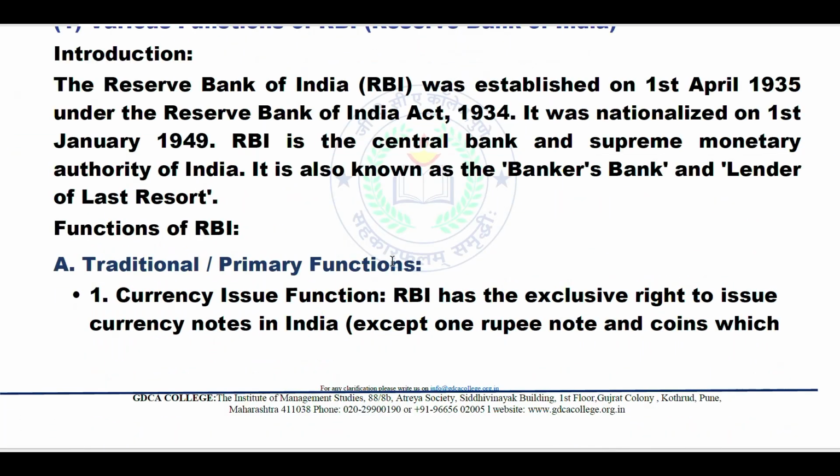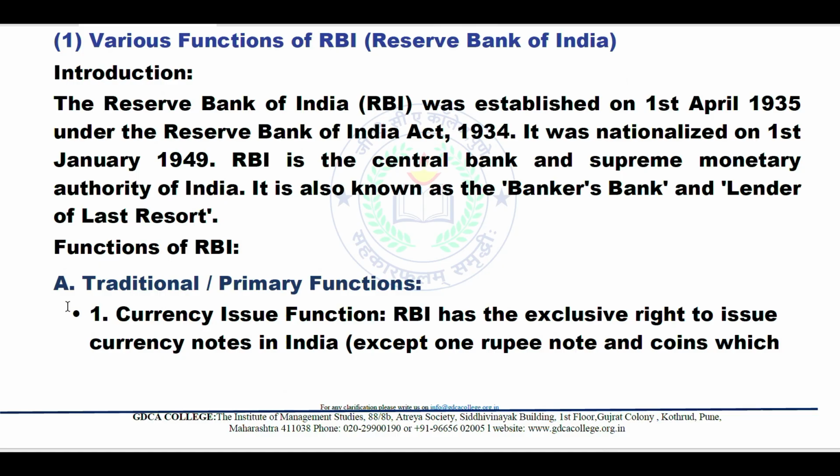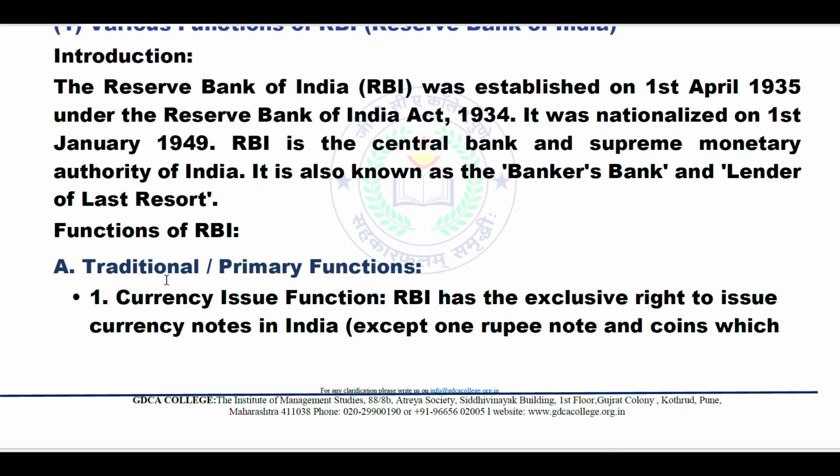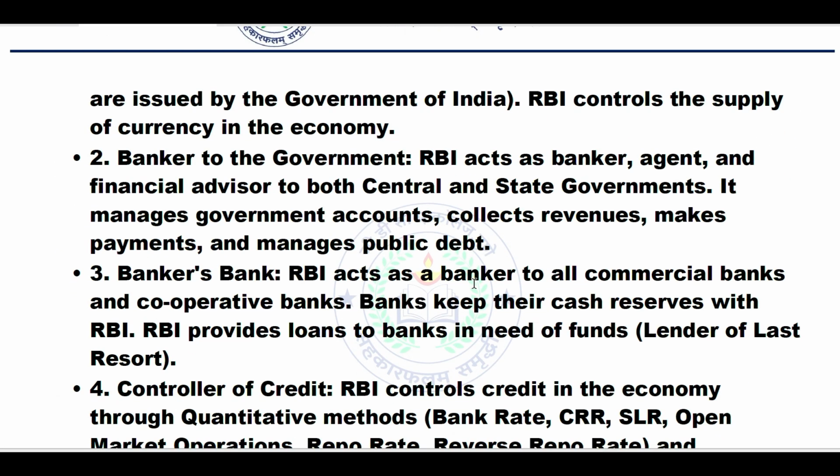Functions of RBI. Number 1 or A, you can say. What I have done here is mentioned A, because I have to write points in 1, 2, 3 format. A, traditional or primary functions. Number 1, currency issue function: RBI has the exclusive right to issue currency notes in India except 1 rupee note and coins, which are issued by the government of India. RBI controls the supply of currency in the economy.